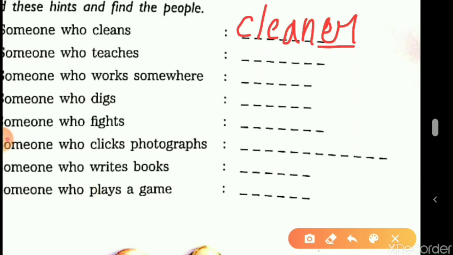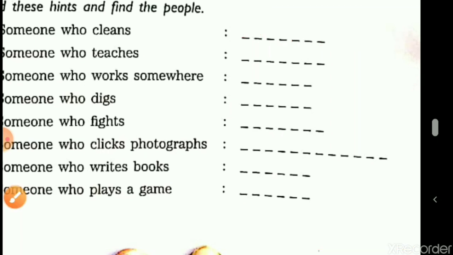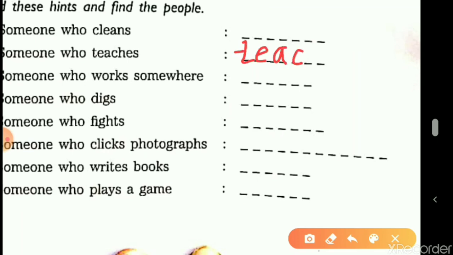Someone who cleans, cleaner. Now the second one. Someone who teaches is a teacher. बेटा teach के एंड में आपने क्या ऐड किया?